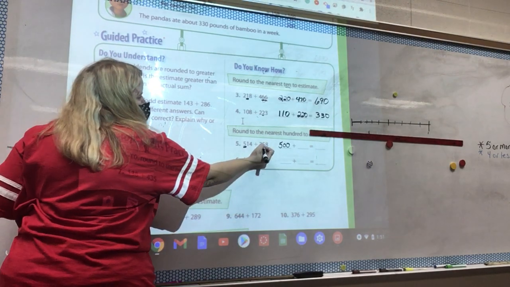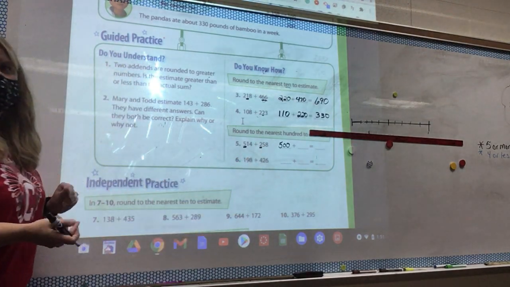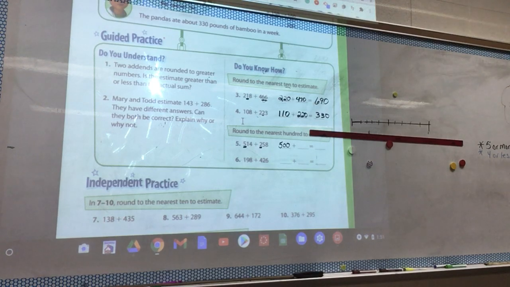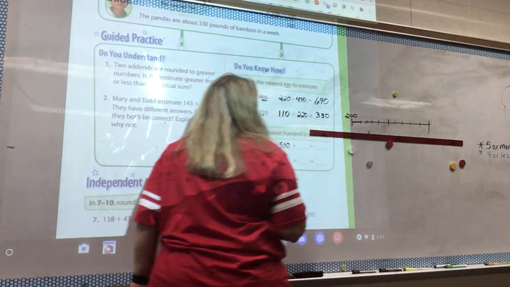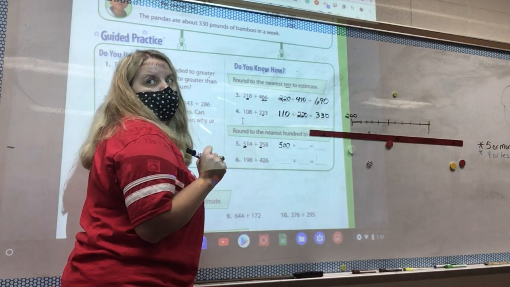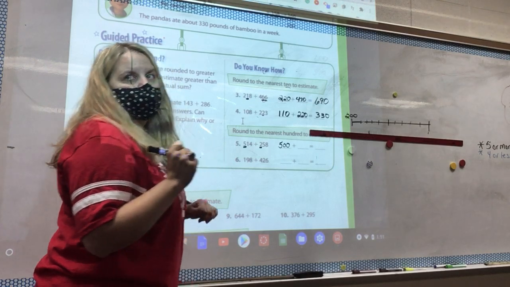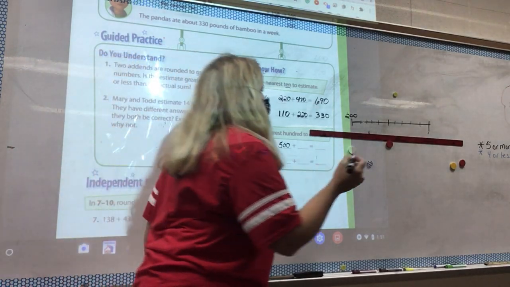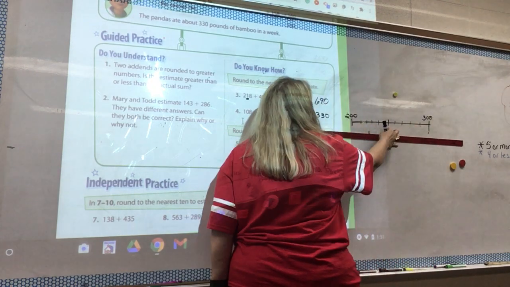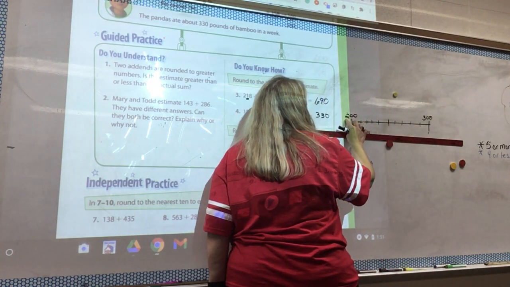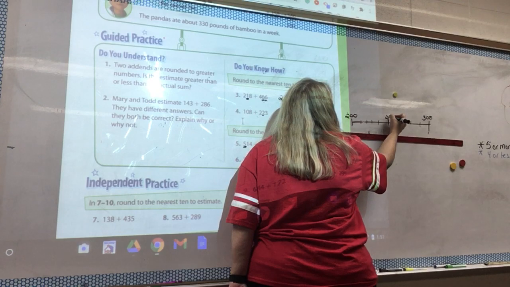Okay, so now we're moving on to the next one. What's in my 100 spot there? What's sitting there? 2. So what's my first benchmark? 200. I can't see. You have to move. 200 plus 100 is what? 300. So remember 50 is our middle point, so it'd be 250. Alright, 250 is our mid spot.